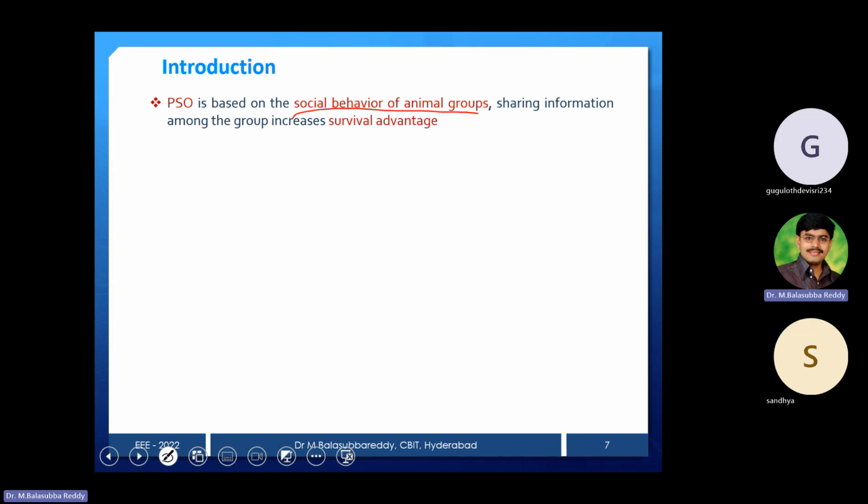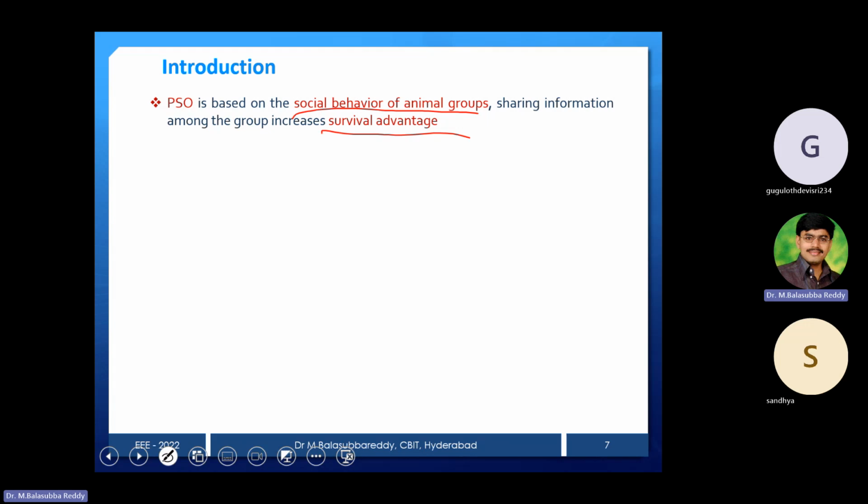How the animals are going to behave is developed based on that. Sharing the information among the group increases the survival advantages. If all four people are searching for one particular object in different directions and they exchange their information, I mean, so-and-so's position may be nearest to that object, or some other guy may be going in the wrong direction and his path may be far away from the object.